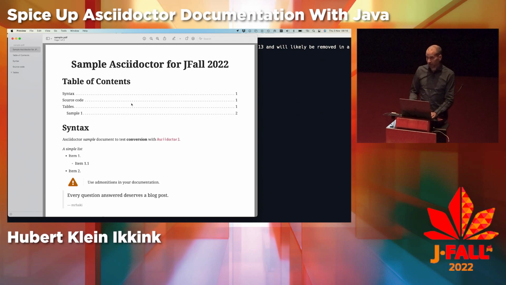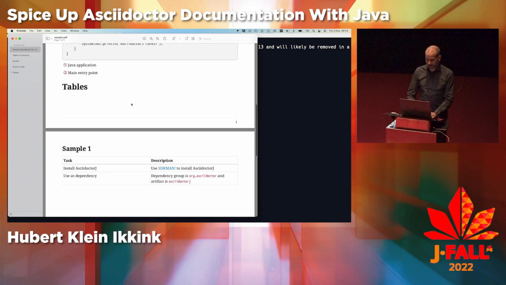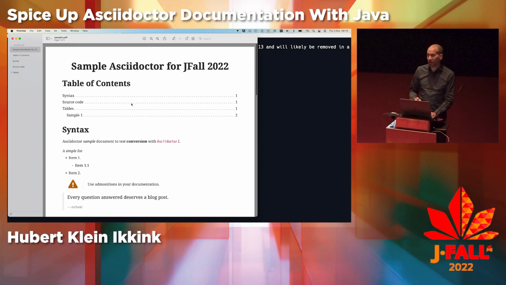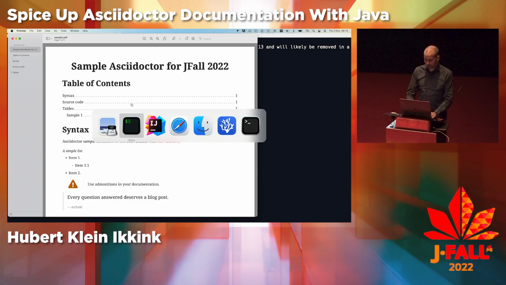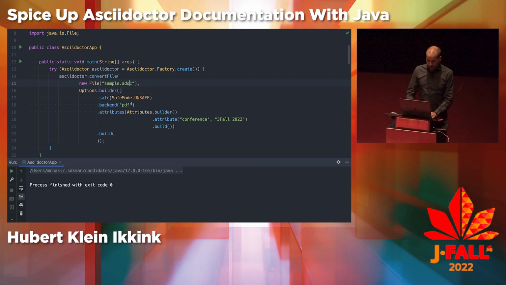So let's see. And there is my documentation in PDF. So I had the same source file, in this case, generated both HTML and PDF, and it's just simply changing a backend property actually for the options you provide, which is pretty powerful.